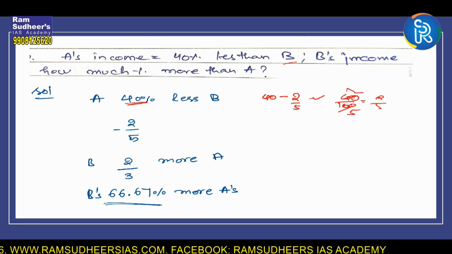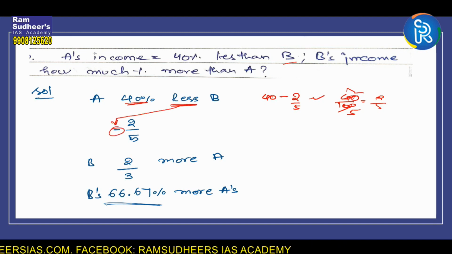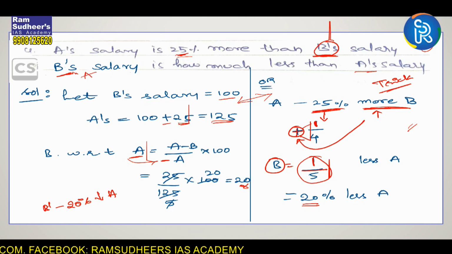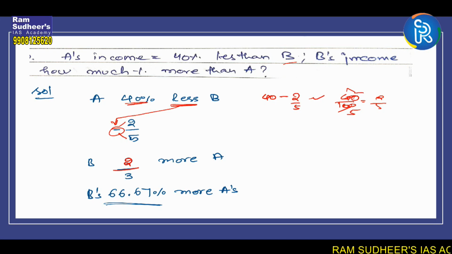Now 40% is 2 by 5, and because it is less, I have taken it to be minus. I have already said in the video, because it is more, I have taken it to be plus. If it is less, I would have taken it negative. Here it is less, I have taken it to be negative. Now, place the numerator as it is. Here the numerator is 2, I have placed it to be 2. Now, in the denominator, just make a subtraction. Because it is a minus sign over here, just subtract 5 minus 2, 3. I have placed 3 over here. B's salary is 2 by 3 times more than A. 2 by 3 is 66.67%.